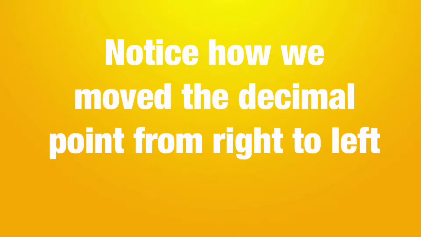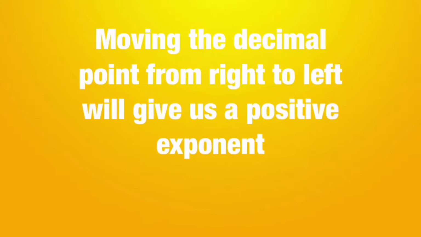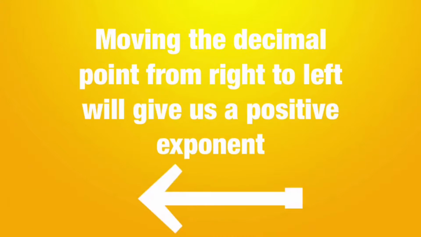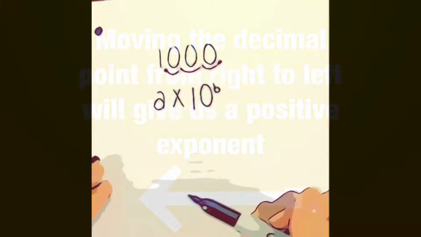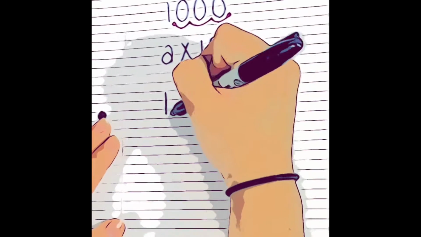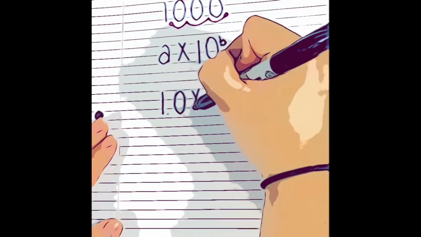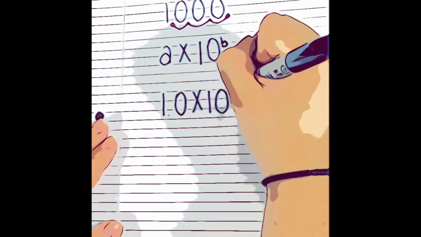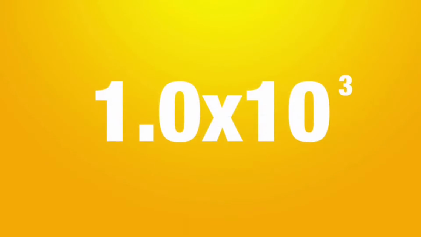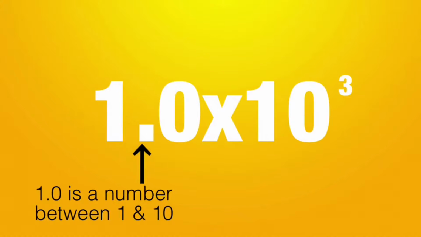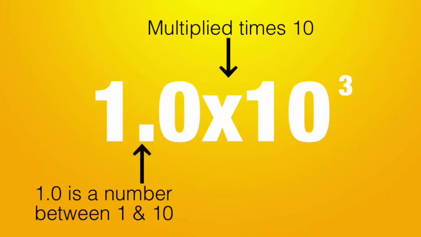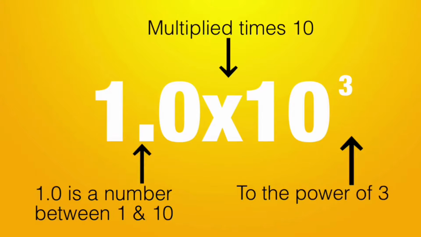Notice how we moved the decimal point from right to left. Moving the decimal point from right to left will give us a positive exponent. Remove the zeros and write your number in scientific notation. Be sure to ask your professor about significant figures. Now we have our number in scientific notation, where 1.0 is a number between 1 and 10. Multiply times 10 to the power of 3.